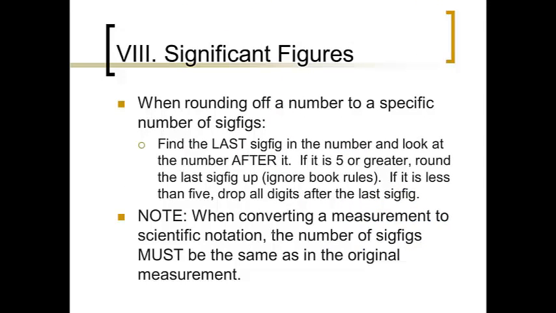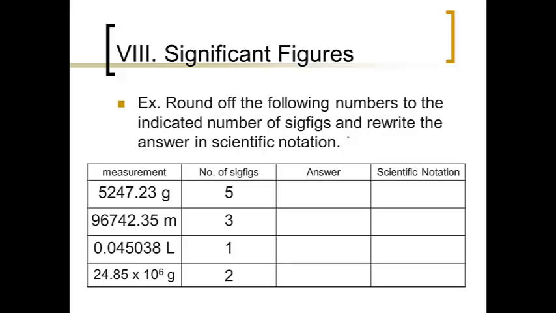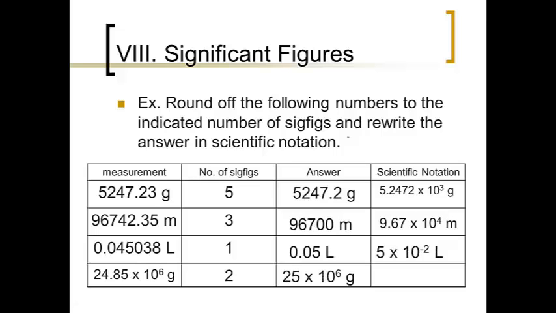Also, when you convert a measurement to scientific notation, the number of sig figs must be the same as in the original measurement. So, if you had a number that was 433.42 and you were to change that into scientific notation, this has 5 sig figs, your answer still has to have 5 sig figs when it's in scientific notation. Okay, so copy this down, try these, pause it, and check your answers when you're done. Okay, these should be your answers. Okay, and if you have questions with these, you need help with these, make sure you get help in class.